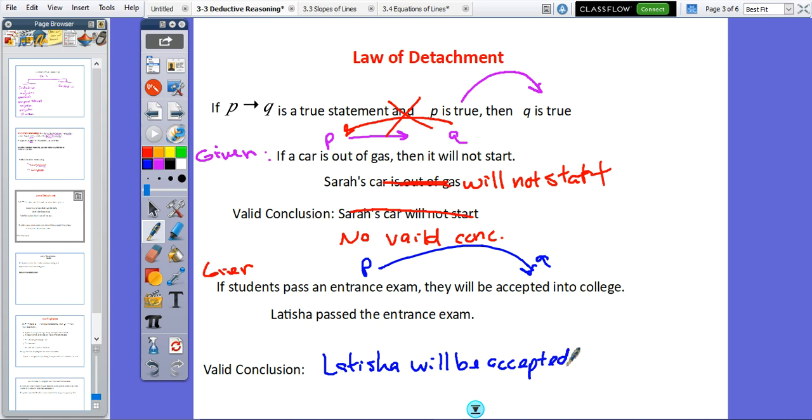We can't say which college, or if she's even going to go to college, but we do know, according to the given information, she will be accepted at least into a college. So that's how the law of detachment works.